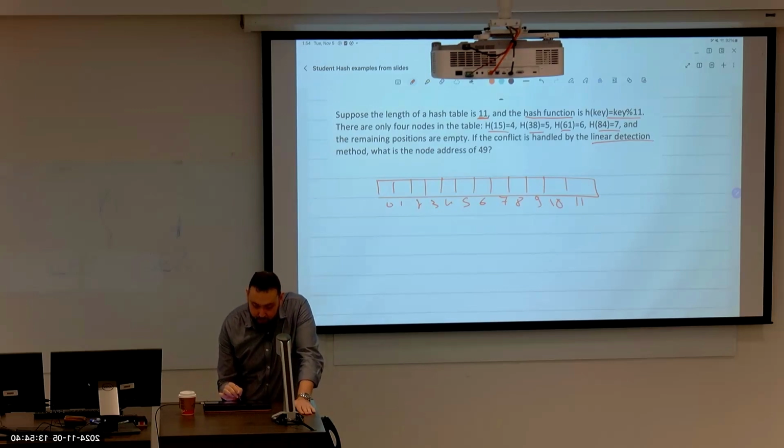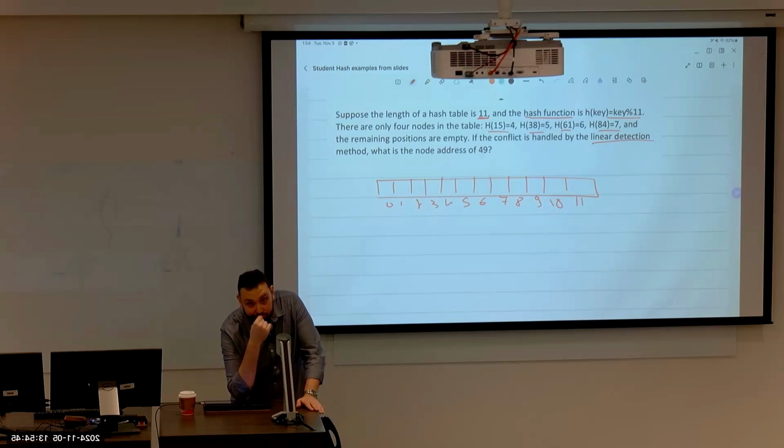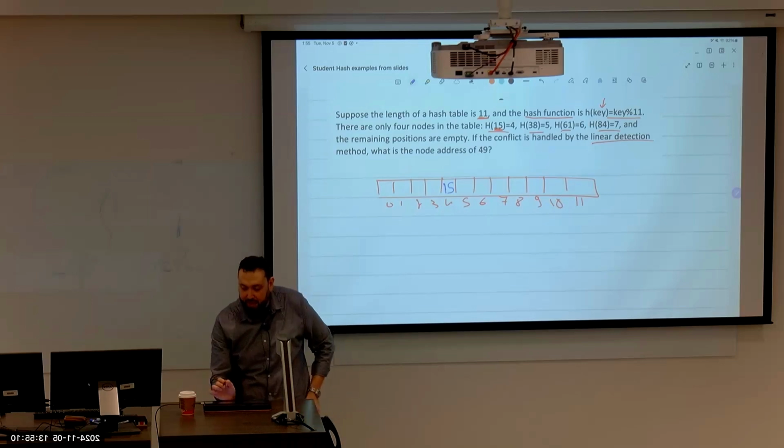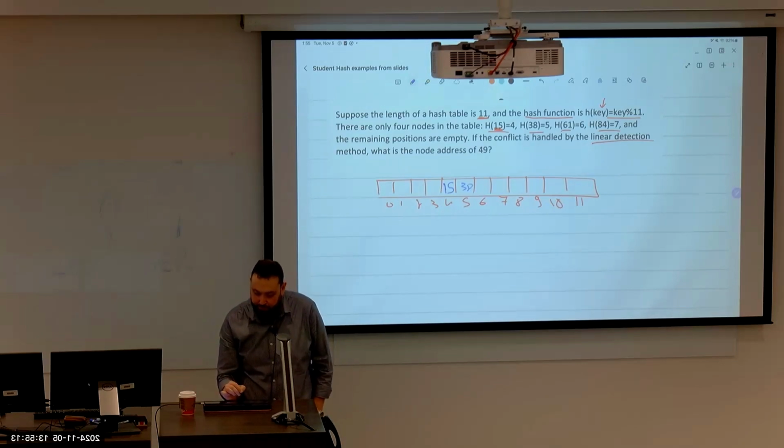And I'm telling you, H(15) equals 4. Which one is the index? Which one is the key? 15 or 4? 4 is the index. 15 is the key. Because we have maximum index 11. Look at it, H of key. So the one inside is the key. So I want to insert key 15 at index 4. Now H(38) is where? 38. H(61) at 6. H(84) at 7.